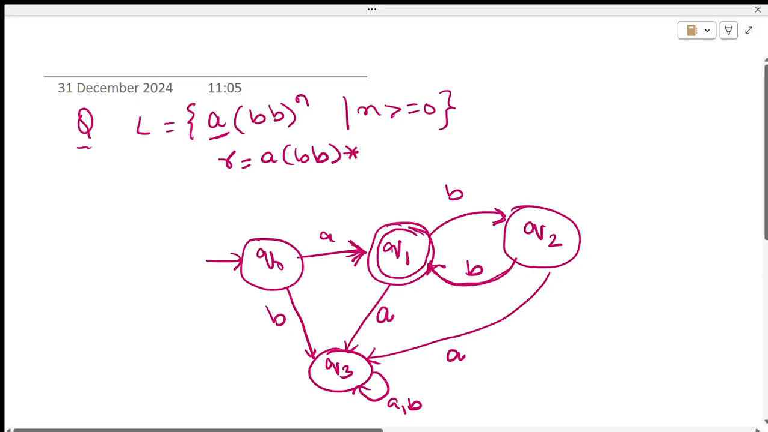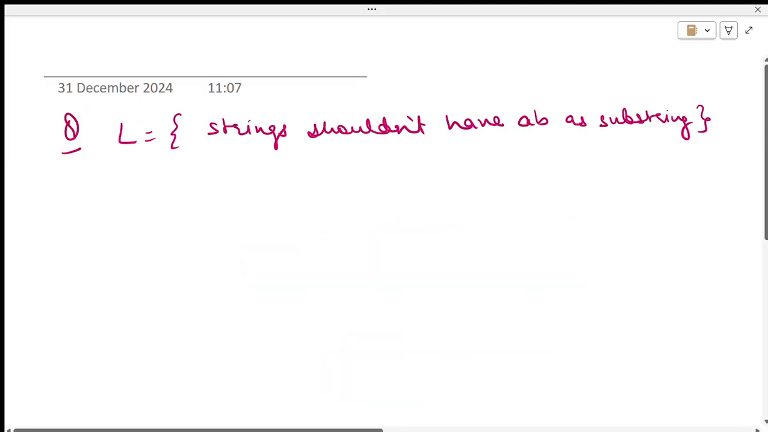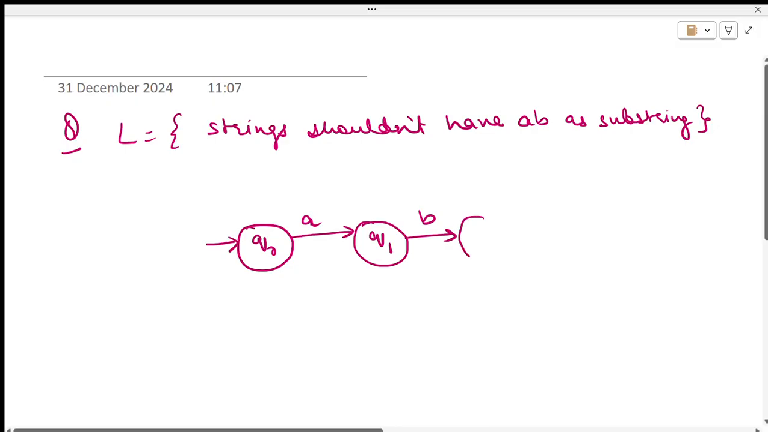See another example. The string should not have AB as a substring. We have seen such types of examples earlier also. So Q0 on reading A will move to another state, Q1. Q1 on reading B takes it to another state, Q2. Make Q2 the trap state, because once the machine sees A followed by a B, it should reject every such string.